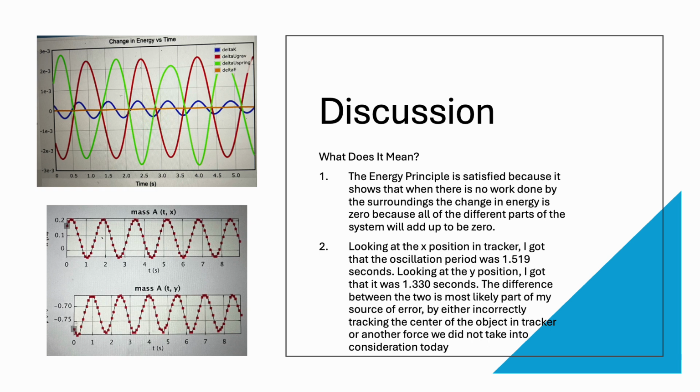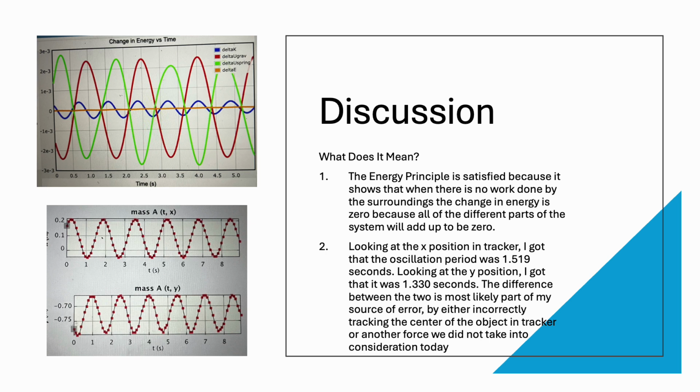And then question 2 is: using the data you obtained in Tracker, make 2 separate estimates of oscillation periods, first by estimating the period of oscillation from the x position, and then also from the y position. So looking at the x position, I found that the oscillation period was 1.519 seconds, and looking at the y position, I got that it was 1.330 seconds, from this data you can see on the bottom left.